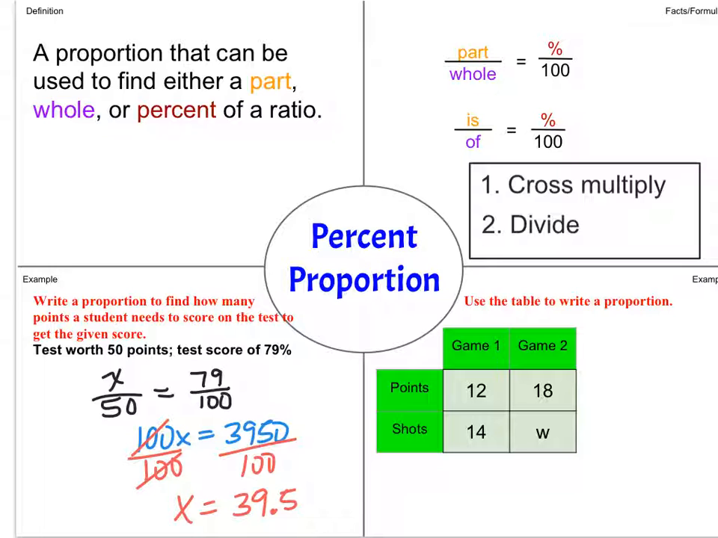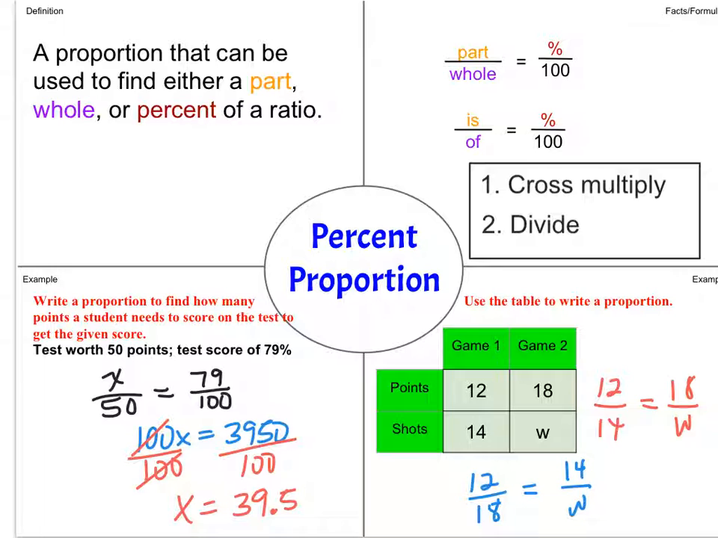Taking a look at our second example, the numbers are organized in a way that I can actually just create a ratio from them. So for the numerators, I'm going to use the points, and for the denominators, I'm going to use the shots. Now this is simply one way to set it up. If I wanted to, I could make the points to be simply on the left-hand side of our proportion, and the shots to be on the right-hand side.